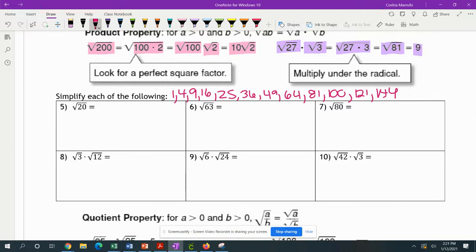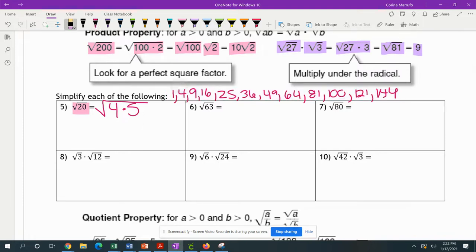So for example, here we have 20. We need to break this down into 2 factors. Okay, so we have the square root of blank times blank gives you 20. We don't know what that number is. When you're picking your number, you have to pick one of these perfect squares. So starting here, in order for me to get 20, well, I know that 4 times 5 gives me 20.